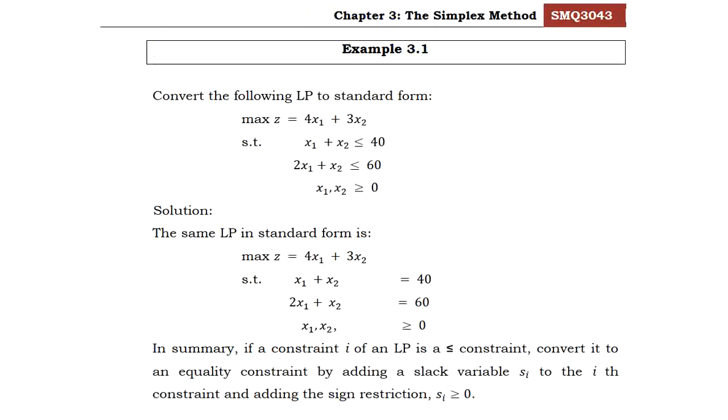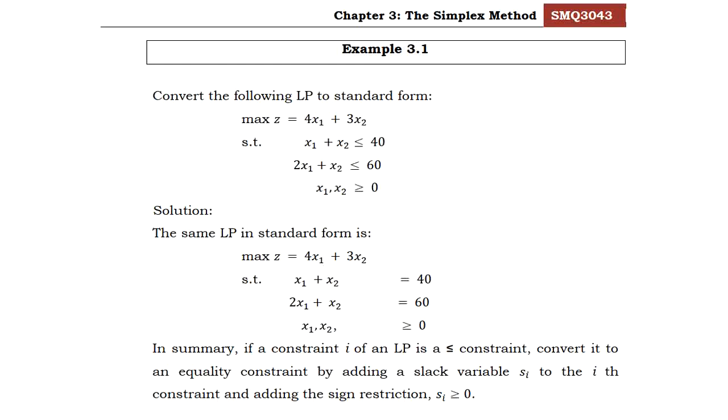Okay, let's look at example 3.1. Convert the following LP to standard form. Maximize z equals 4x1 plus 3x2 subject to x1 plus x2 less than or equal to 40. Second constraint, 2x1 plus x2 less than or equal to 60. x1 and x2 must be greater than or equal to 0.